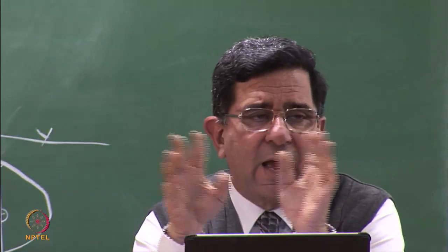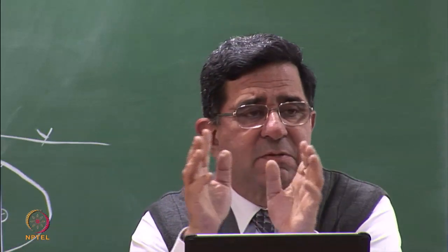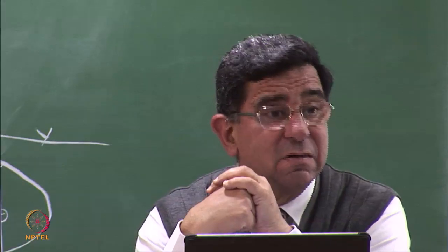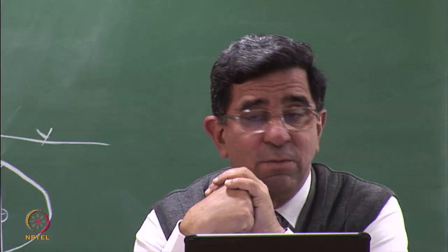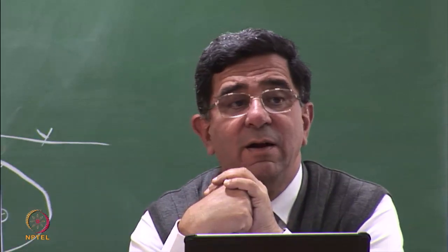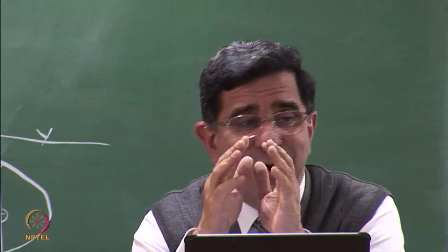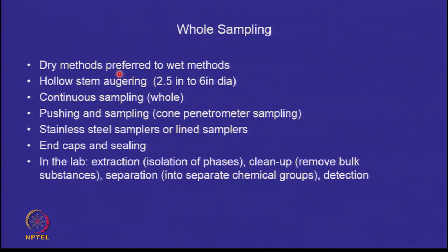This is purely like our site investigation. We do undisturbed sampling. The undisturbed sampling is a whole sampling method. But the only problem is, in undisturbed sampling we have to make a borehole. To make a borehole we have to use a drilling mud to stabilize the hole. That is not allowed. So typically dry methods are preferred. Do site investigations along coarse grids for whole samples using dry methods. Hollow stem augering.